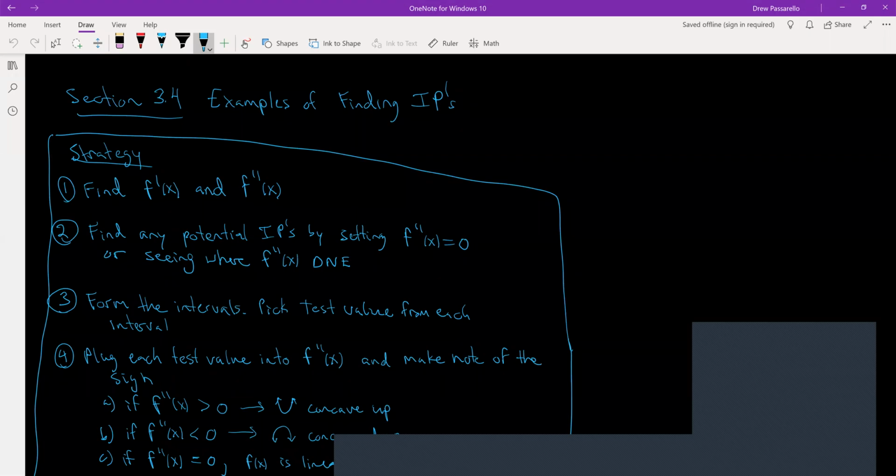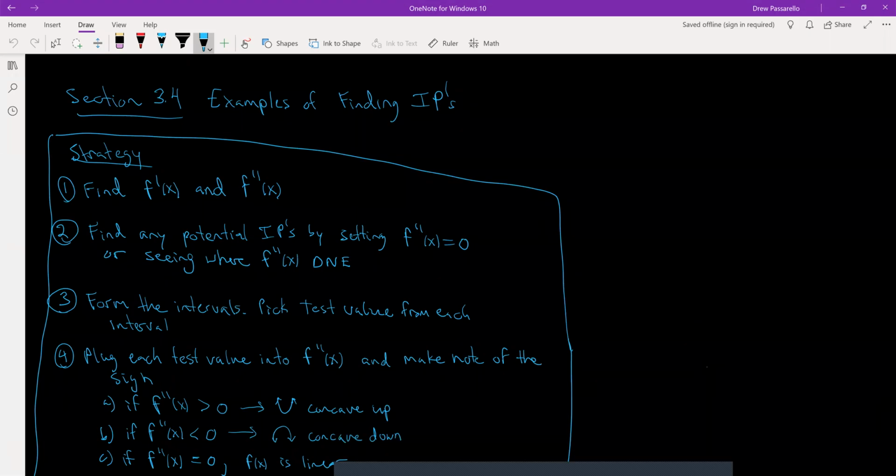All right, so this video is going to cover examples of finding inflection points. And again, we're in section 3.4. Now, finding the inflection points, the way we do it is going to be pretty much exactly the same steps as when you're finding intervals of concavity. So it's going to be all the same steps as finding the intervals of concavity.